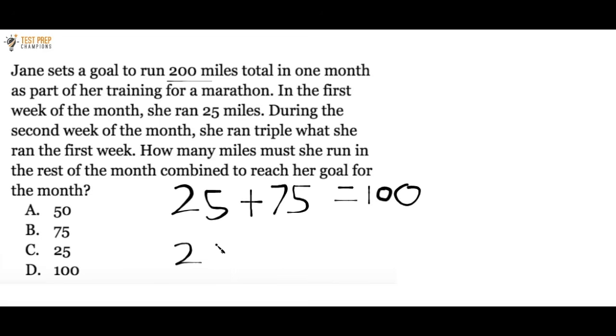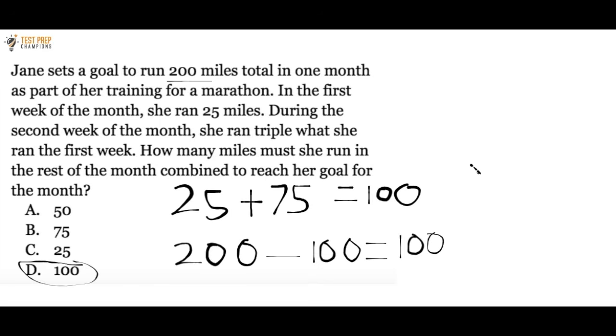So the question, how many miles must she run in the rest of the month combined? Well, we're going to take her goal, which is 200, and subtract the amount that she ran already, which is that 100, and we just get 100. So she has 100 miles left to run to hit her goal. D is the correct answer.